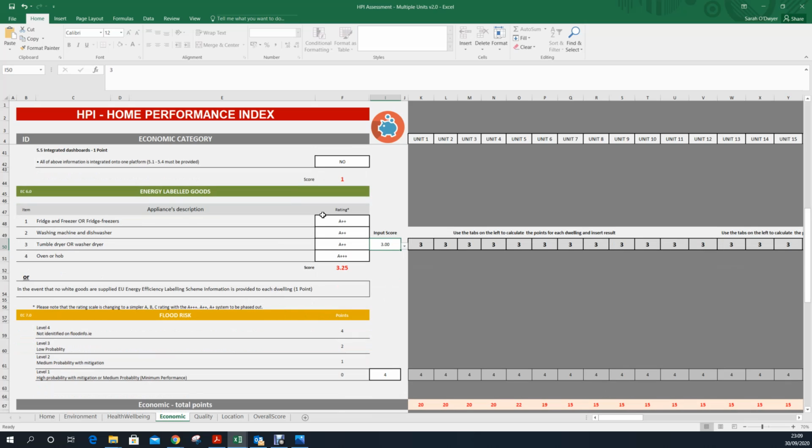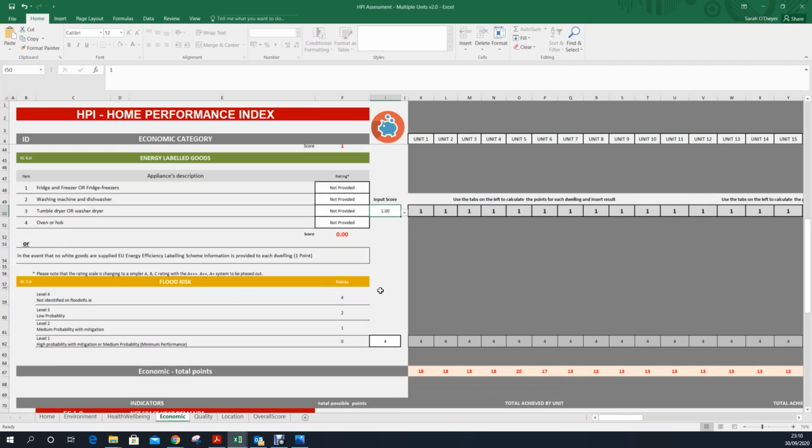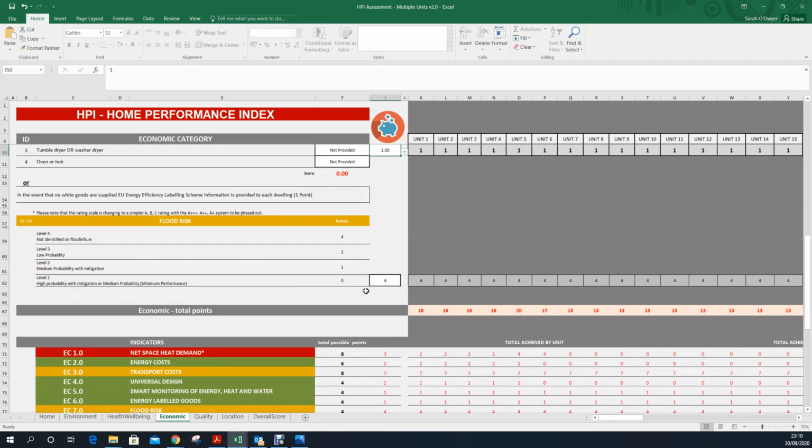Or if you don't provide any white goods, so if you said not provided, you guessed it, you get no points. But you can put in 1 point if you're providing this information. It's kind of a little bit of a cop out, but it's there anyway.